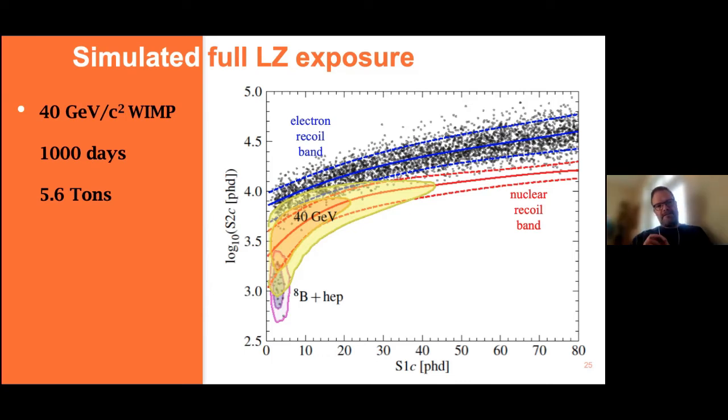So this is just to say, this is a simulation that corresponds to the full exposure that LZ expects. So this is 1,000 live days, which will happen over a period of something like 5 years, and with a target of 5.6 tons of liquid xenon.